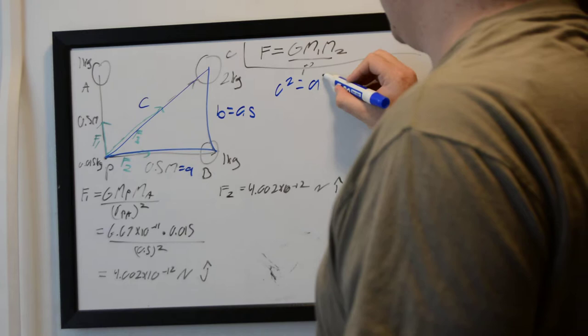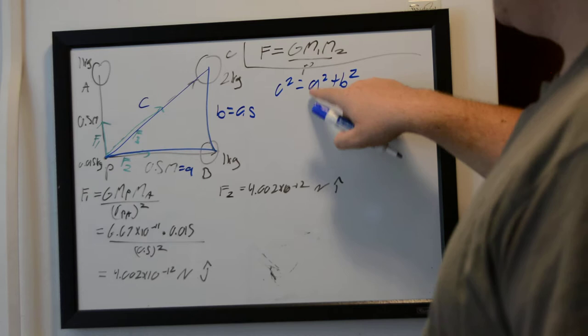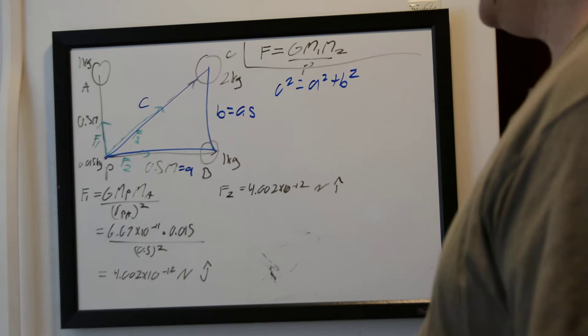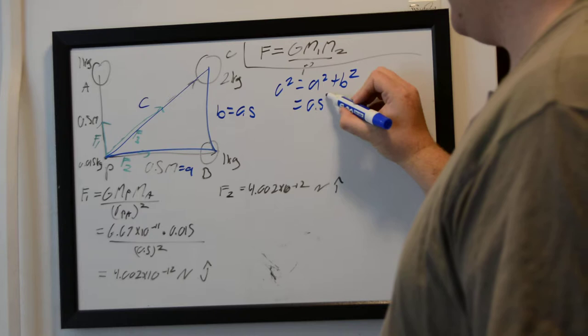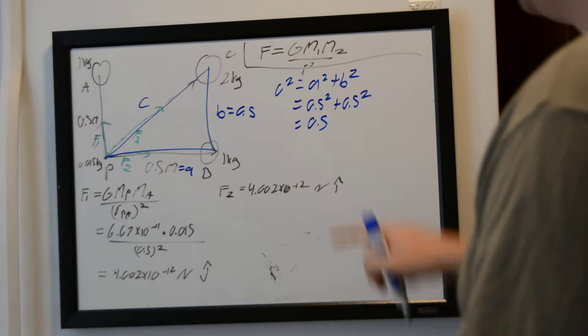And the really nice thing about this is because we're going to be squaring this distance in our force formula, we can just leave this as it is and just say that C squared is equal to 0.5 squared plus 0.5 squared, which is just 0.5 since 0.5 squared is 0.25.